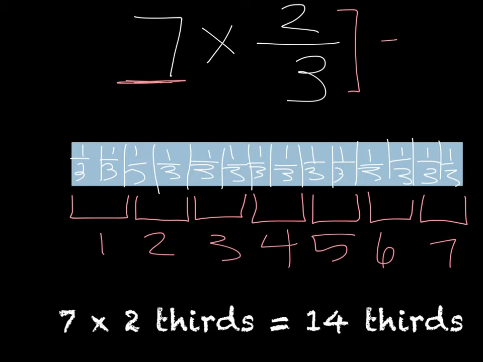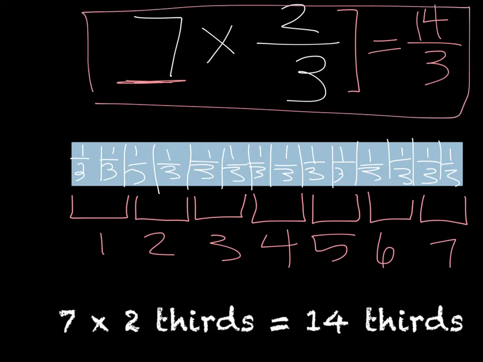Now, if we write that up here, I want you to pause the video and try to make an observation about what you notice about this top section. Did you notice that 7, our whole number, times 2, our numerator, equals 14, and the denominator stayed the same? This is the process that we will use for multiplying a whole number and a fraction.